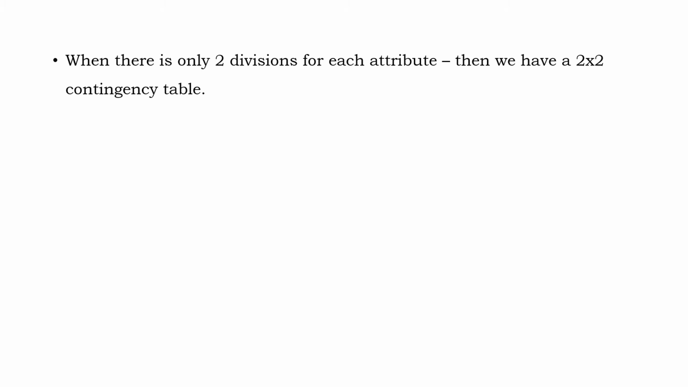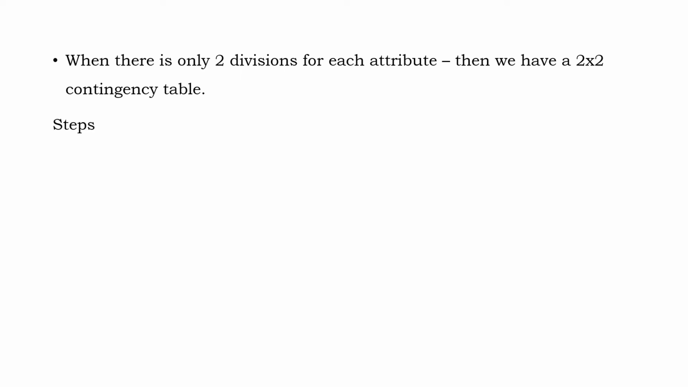Then, when there are only two divisions of each attribute, as I have already mentioned, we have a 2 into 2 contingency table. If there are three divisions of each attribute, then there will be a 3 into 3 contingency table. Usually in chi-square, you will get either a 2 into 2 or a 3 into 3 contingency table. If it deals with more variables, then other tests like ANOVA will be useful to apply.